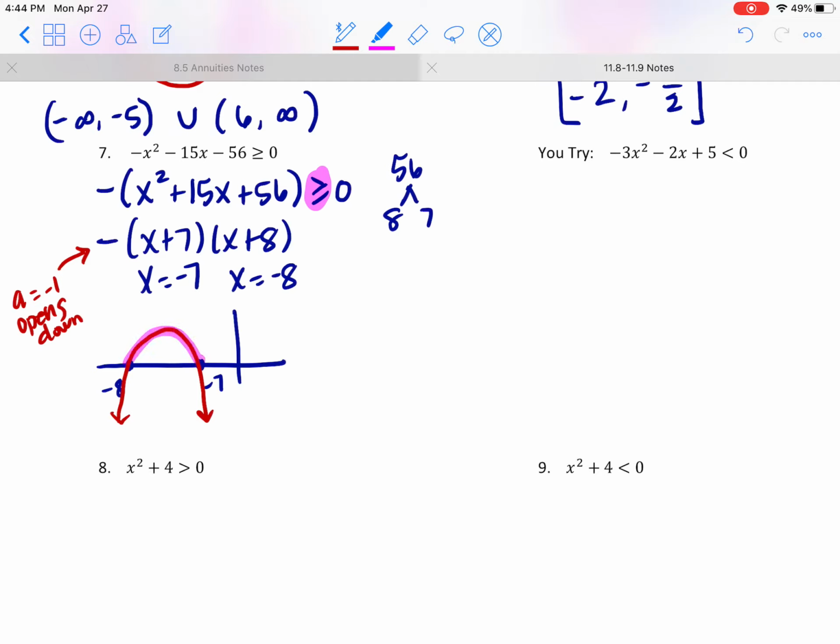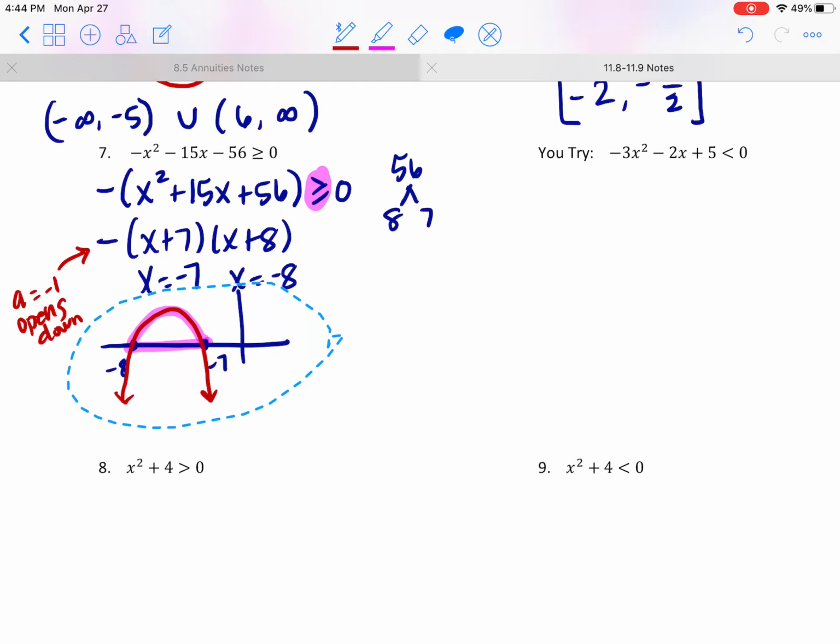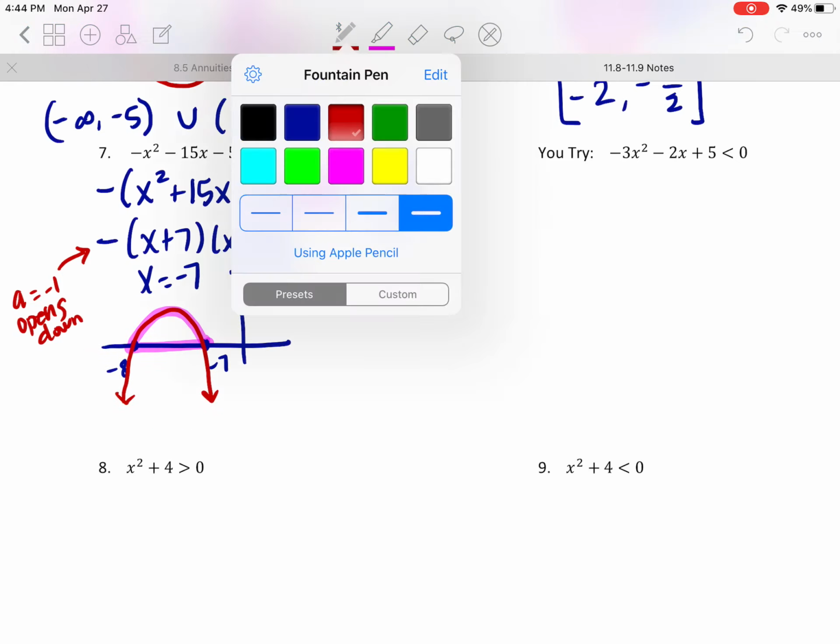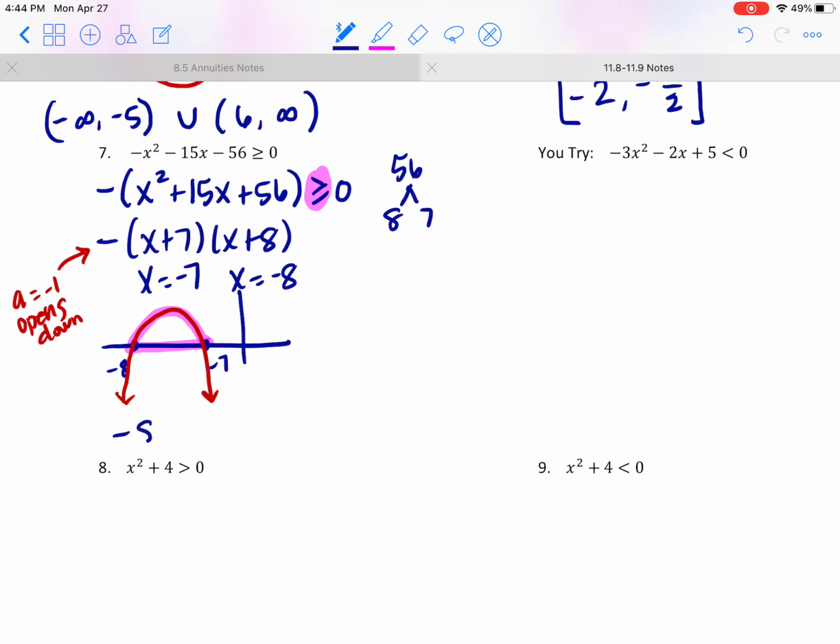So it's going to open down and go through those x-intercepts, something like this. Okay? So there's my picture. Now I need to know, where is this thing greater than or equal to, that is above or on the x-axis. This is the piece that is above the x-axis. That corresponds with this interval that starts at -8 and ends at -7.